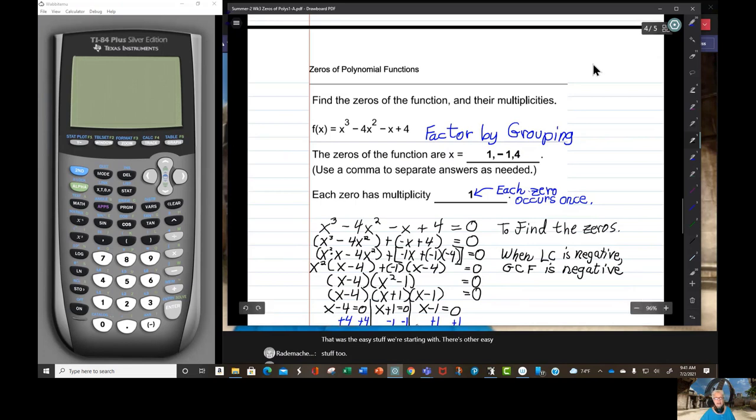However, not everything can stay easy. We're being asked to find the zeros of the function and their multiplicities. Multiplicities are how many times the solutions occur, or how many times the zeros occur.